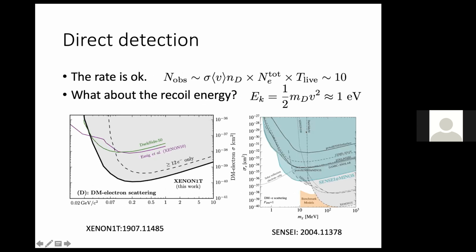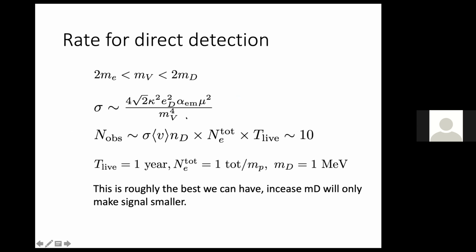However, there are still challenges. Here, what we assume is the dark matter mass to be 1 MeV. We know that the dark matter mass cannot be smaller than this number. And we also know that we cannot increase the dark matter mass. Why can't we increase it? Because the number density is inversely proportional to the dark matter mass. So the larger the mass of dark matter, the smaller the event number.